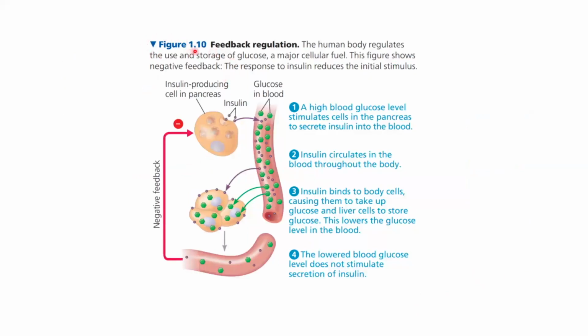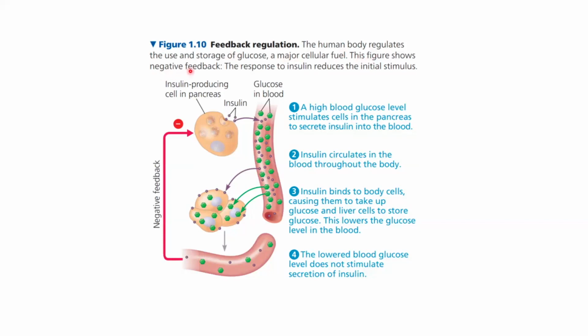And then, figure 1.10 from the book, you have feedback regulation. The human body regulates the use and storage of glucose. Glucose, again, is a sugar. That's why I brought up this aspect of blood sugar when the good question was asked about other types of regulation. This is one of those examples where you have glucose in the blood, but if you have too much glucose in the blood, that is a bad thing, where it can cause some damage. And so the body has a way of regulating that, where, as they say, the human body regulates the use and storage of glucose, a major cellular fuel.